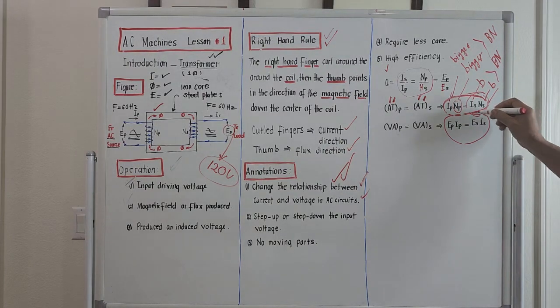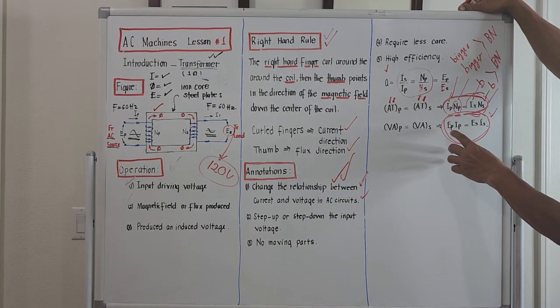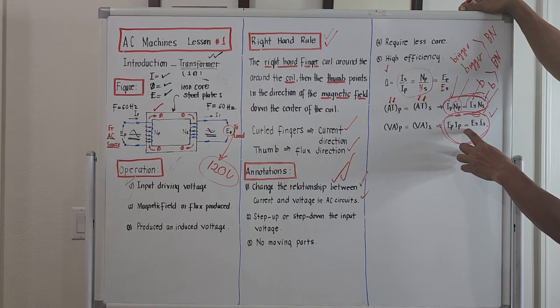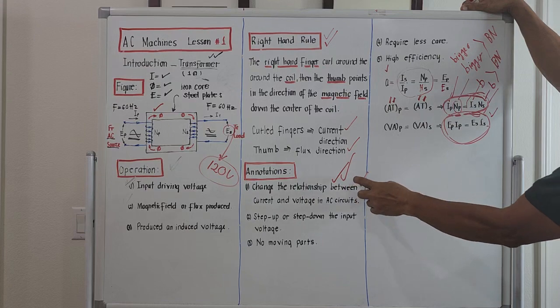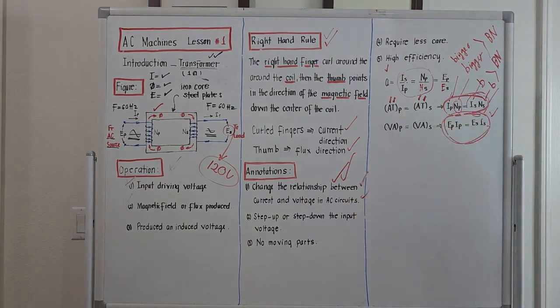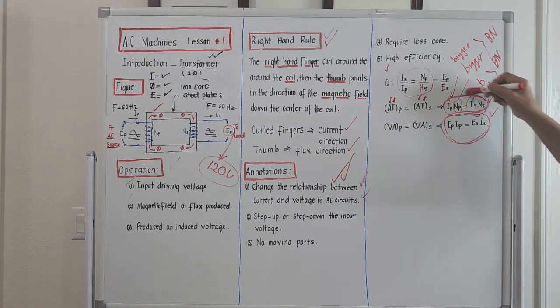And regarding the voltage, we could manipulate this one. If you want the current to be big and the applied voltage to be small, we could do that. Even on the secondary. That's the meaning of annotation number 1, that we could change the relationship between current and voltage by using these two equations here.